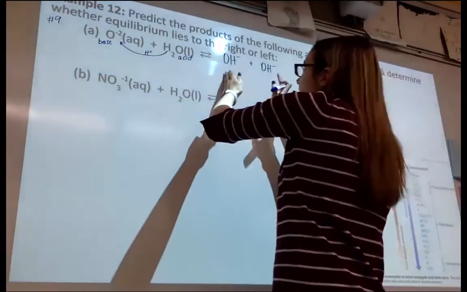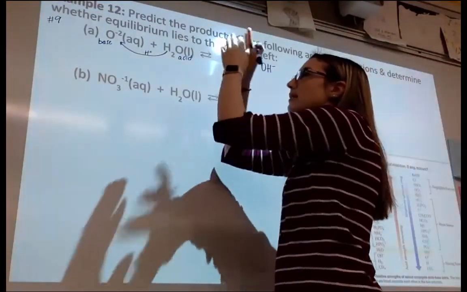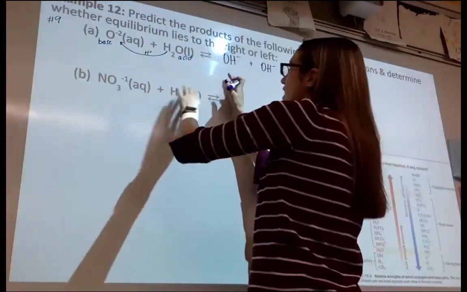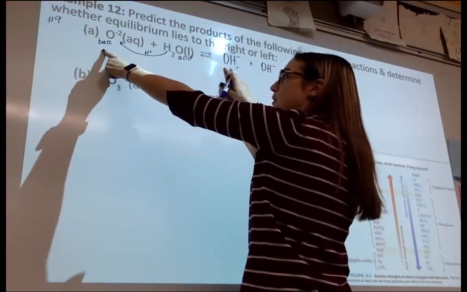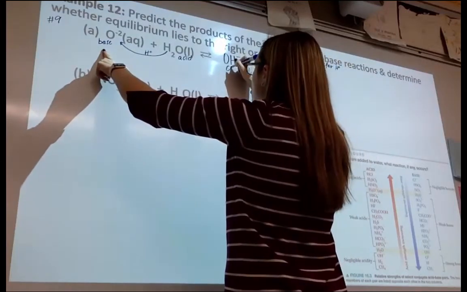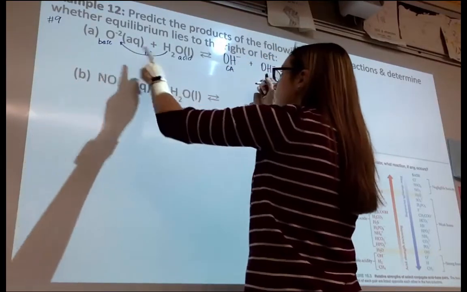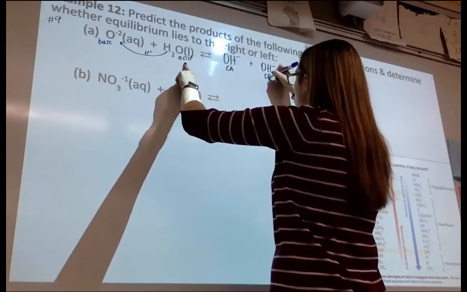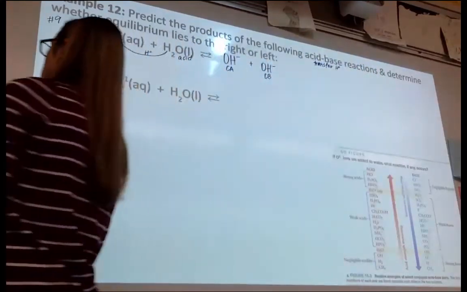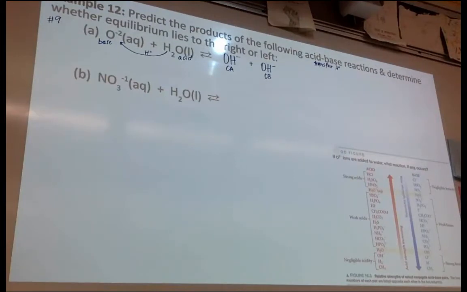Now, on this side, it doesn't really matter which one we label because it's the same thing, but the way that I wrote it, I said, when oxide gains its proton, it becomes the conjugate acid. When water donates its proton and acts as the acid, on the other side of the arrow, once it loses that proton, it becomes the conjugate base. Now, there's our products. We have OH and OH.